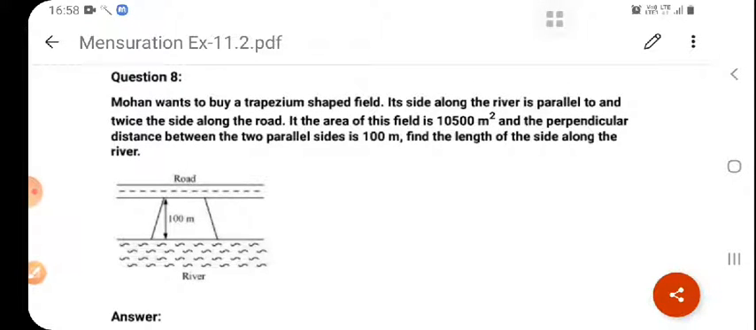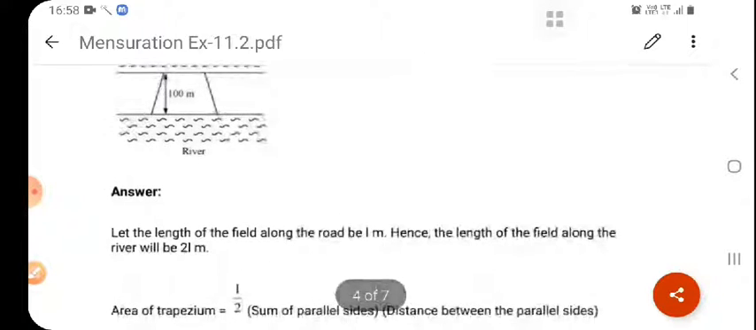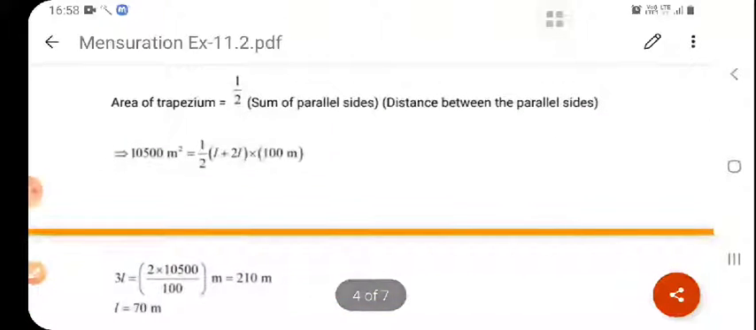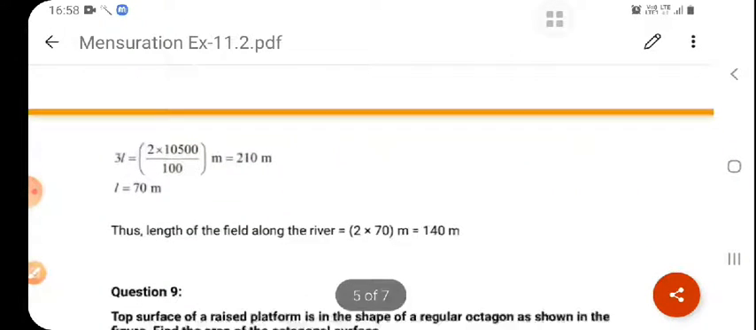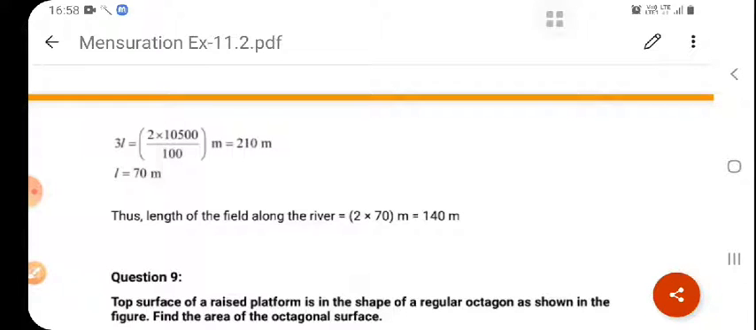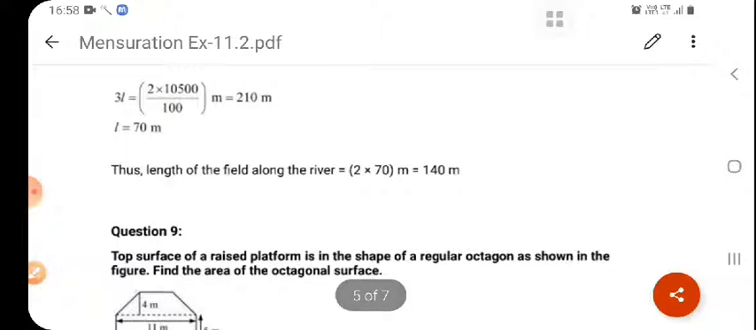It is given that one of its parallel sides we are assuming is L, and the other is twice that side, so the other one is 2L. So half into (L plus 2L) into 100 is equal to the area of trapezium, that is 10,500 meter square. We will get the length 70 meter. Length of the field along the river is 140 meter.